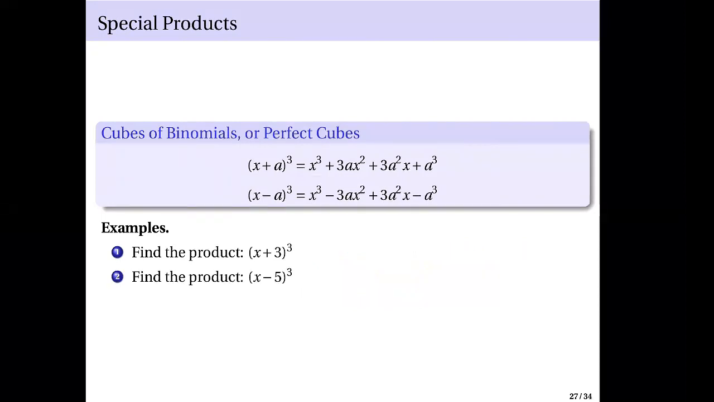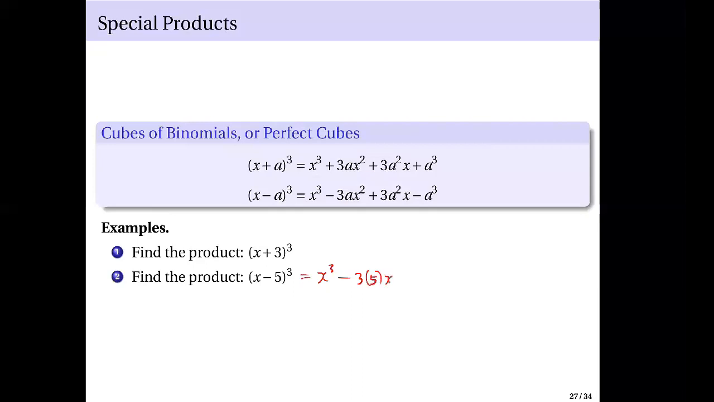For this example, you have x minus 5 cubed. So this time we have a minus here, so we'll follow this formula. For this, we will have x cubed, and then there's a minus here, so minus 3 times a. This time our a is 5.